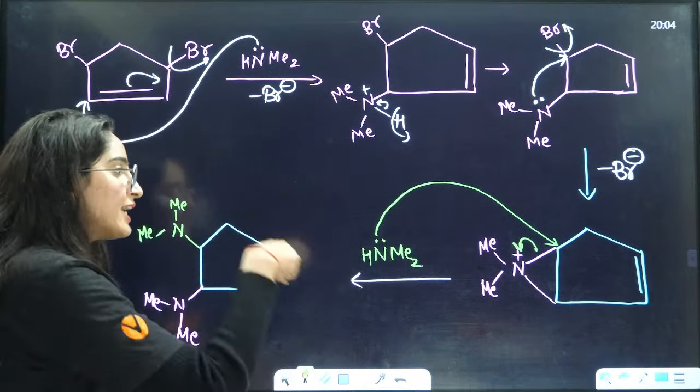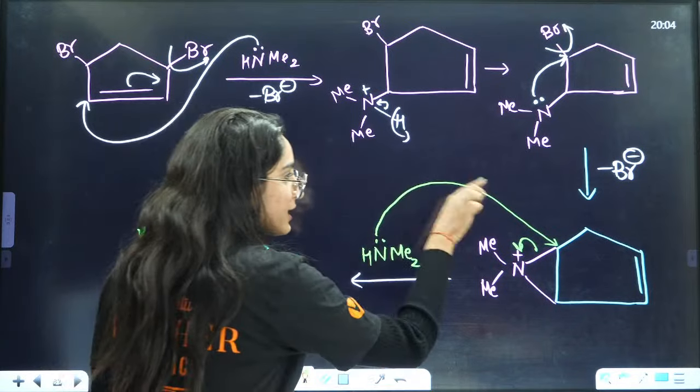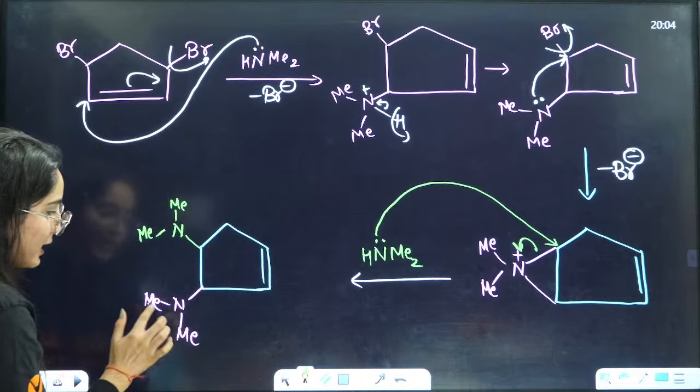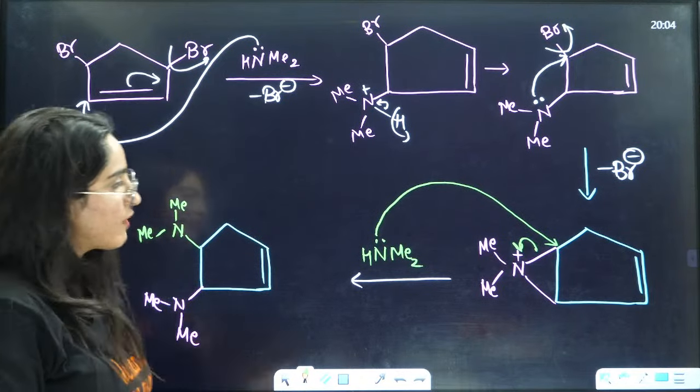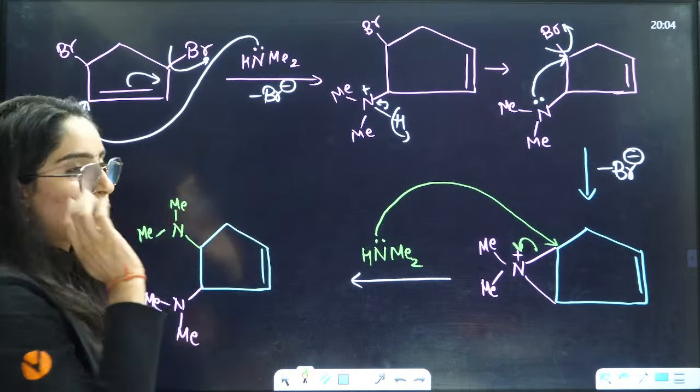Now the second equivalent lone pair will attack this carbon, right? It will attack this carbon. These electrons will shift here. It will become NMe, right? And when this attacks here, it will become NMe. So this will become the final product. Okay?